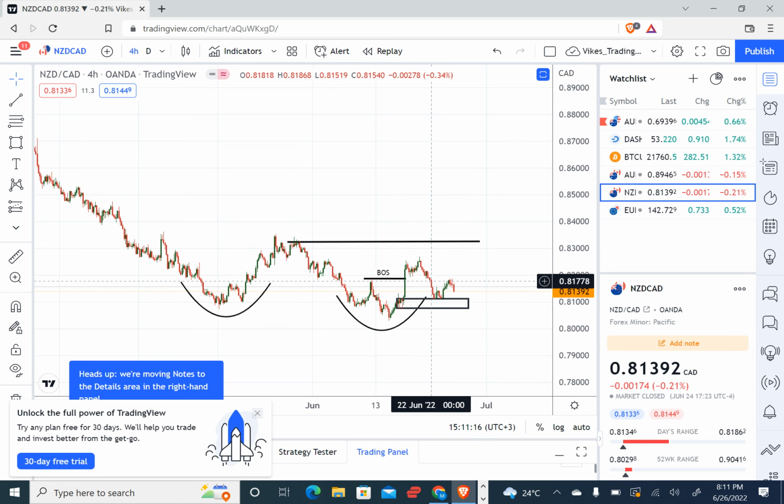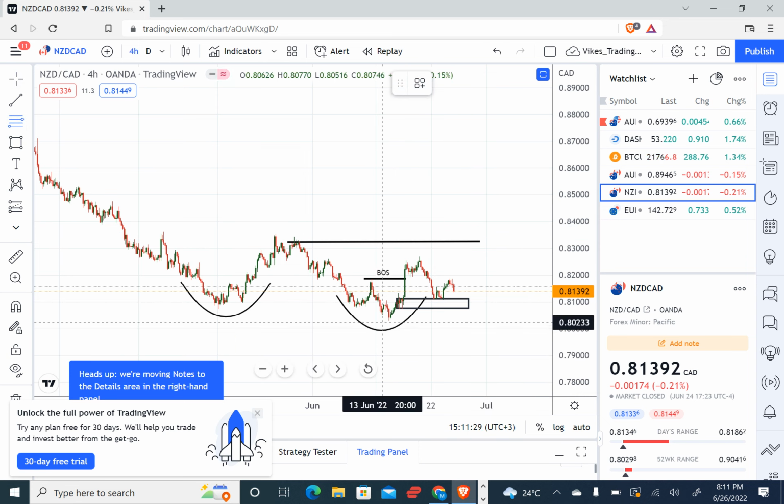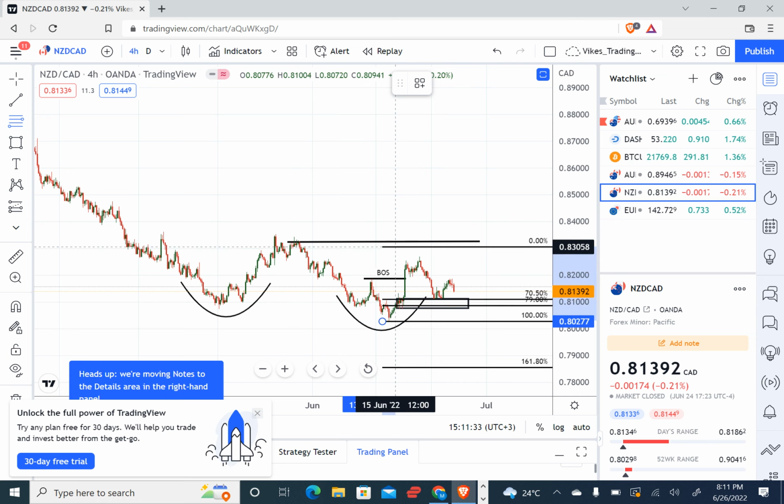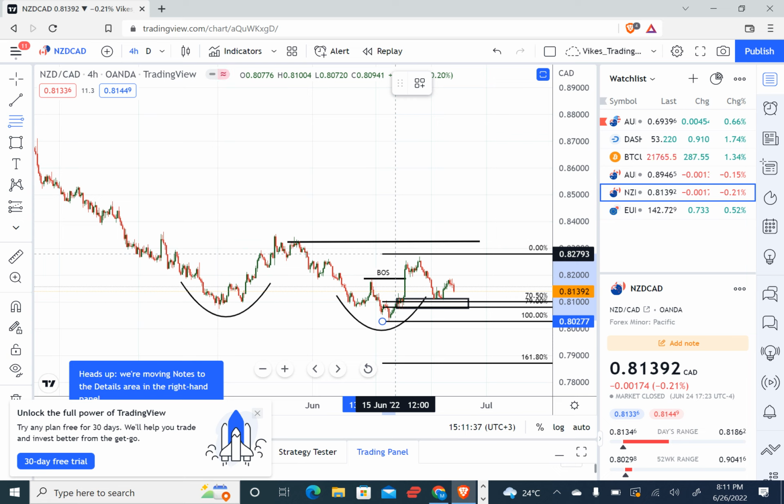Another thing, I always identify the zone that I'll be trading in. I always like to use my Fibonacci tools. Obviously, I'll trade zones that are below 61.8. So I do use the 70.5 and the 79.